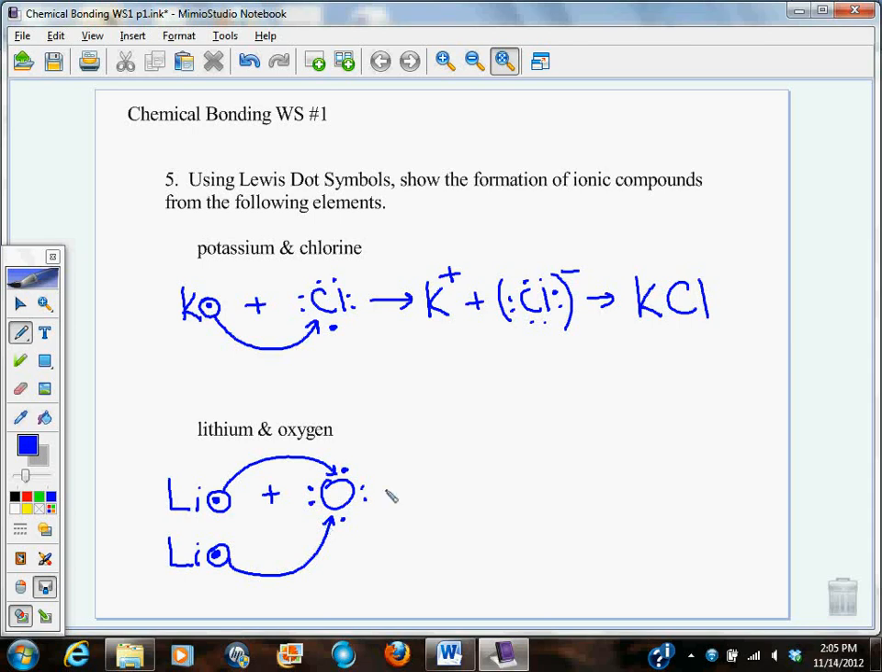So what we end up with here is that we have 2 lithium cations plus the 1 oxygen, which is an anion. Make sure that's out there. And this will have a charge of -2 since it gained 2 electrons. And that gives us our compound of lithium oxide, Li2O.